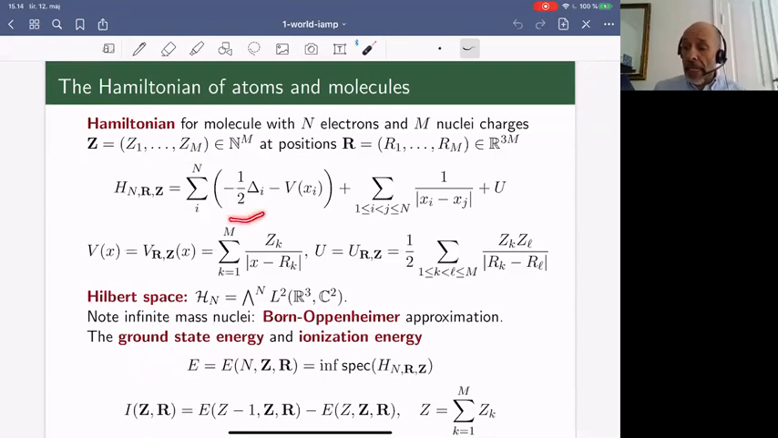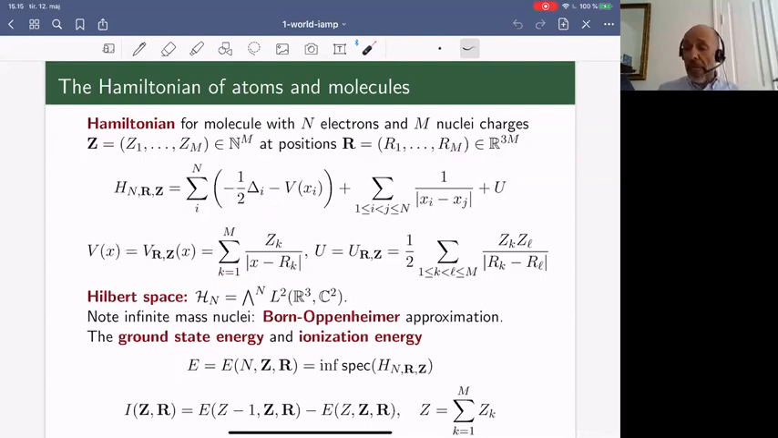So we have a kinetic energy, that's the usual minus one half Laplacian. I'm using units where h bar is 1, the mass of the electron is 1, and the unit of electric charge is also 1. So these are Hartree units. We have the repulsion between the electrons. The constant U here is the nuclear repulsion, and the potential V is the nuclear-electron attraction. There's a minus sign in the potential, so I have a minus sign in the Hamiltonian.